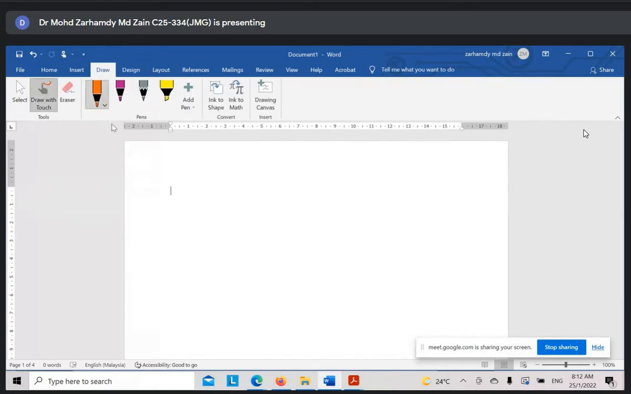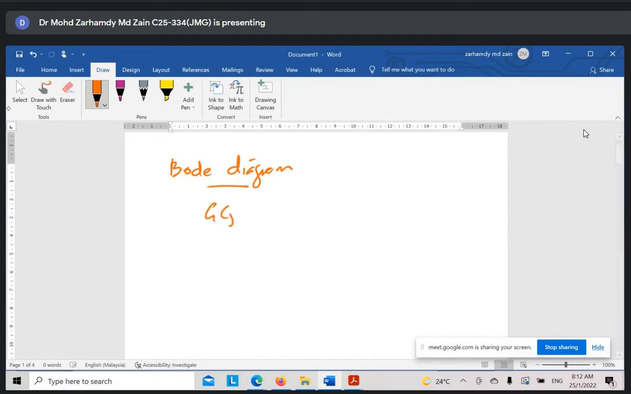Okay. So our topic today is we need to concentrate on the Bode diagram. Okay, Bode diagram. In the Bode diagram we also have the gain and phase. Basically, if you can see, okay, I will show. If we look here, this is the standard first order system.